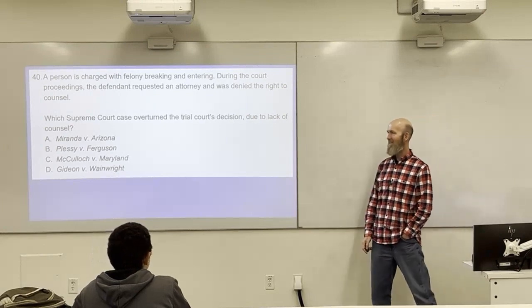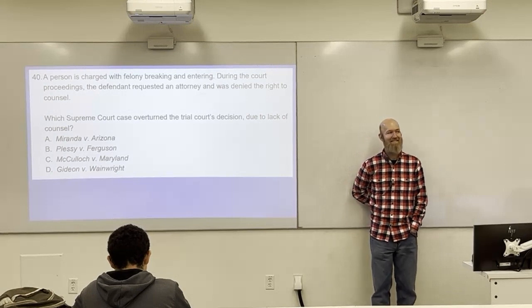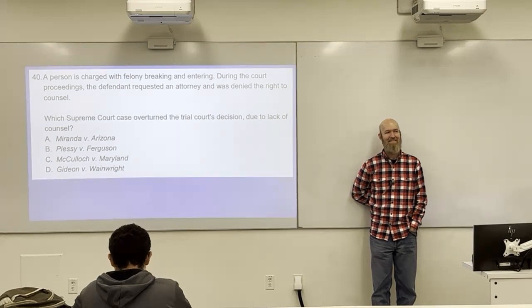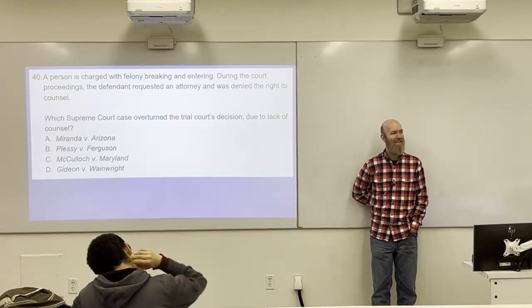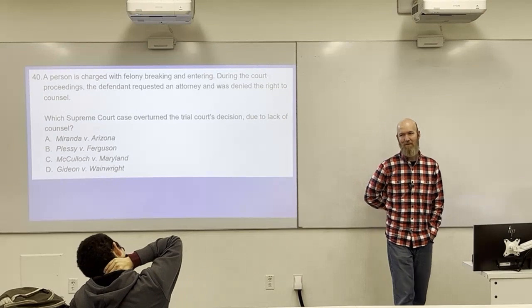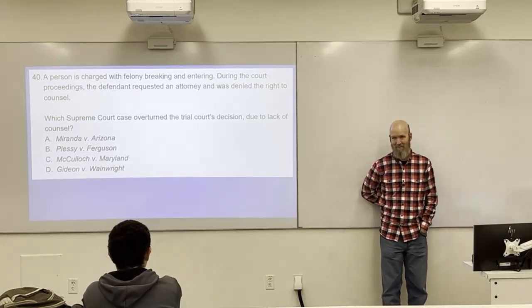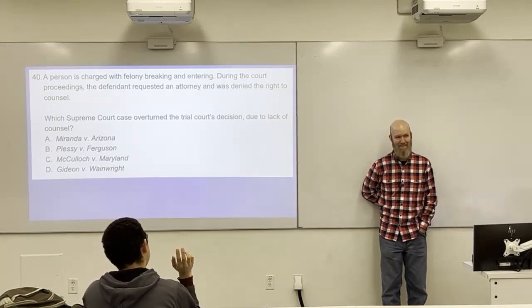McCulloch v. Maryland, what is that case about? Something with maps. No. What was Maryland trying to do that McCulloch didn't like? Oh, tax the bank. Tax the national bank, right. So there were two questions. One was, can Congress create a national bank? And the Supreme Court said they can because of what clause? Necessary and proper clause.